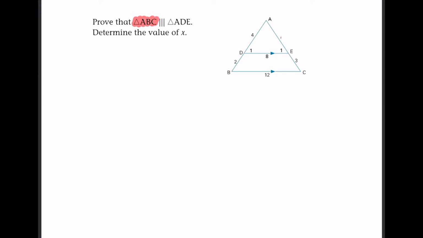If I look at triangle ABC, and I'm just going to color it here, triangle ABC is this big triangle over here. So I have the big triangle, triangle ABC, and we need to prove that that's similar to triangle ADE. And ADE, we can see, is this smaller triangle over there. In my diagram, it's yellow and red. So I want to prove similarity. What information have I been given?